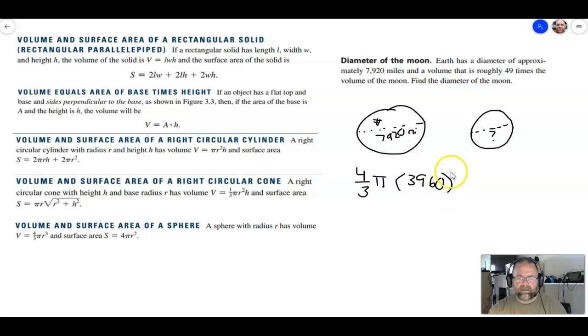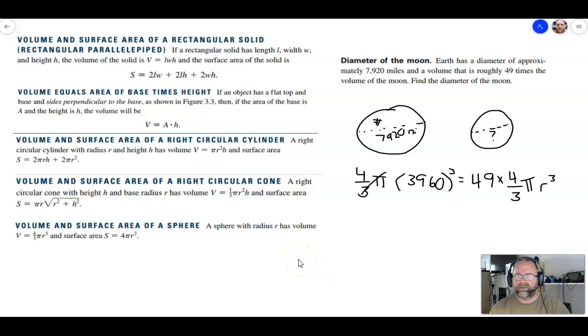So it's going to be 3,960 cubed. Here is the volume of the Earth, and now I want to put the volume of the moon using this same formula, equal to, remember, 49 times the volume of the moon. So that's just going to be this formula here. We don't know the radius of the moon, so we're going to leave that as an unknown. So times 4/3 pi times radius cubed.